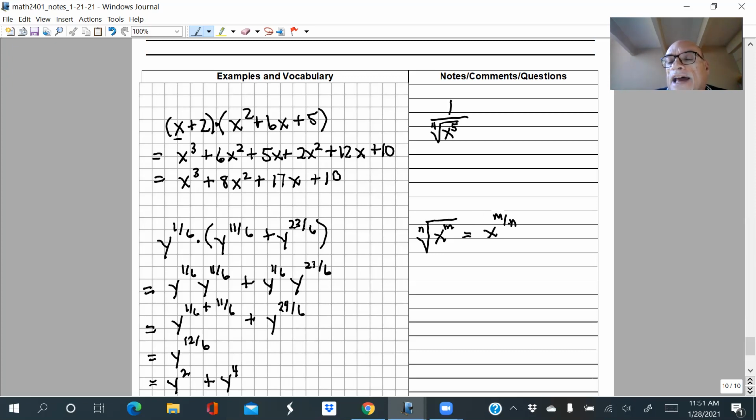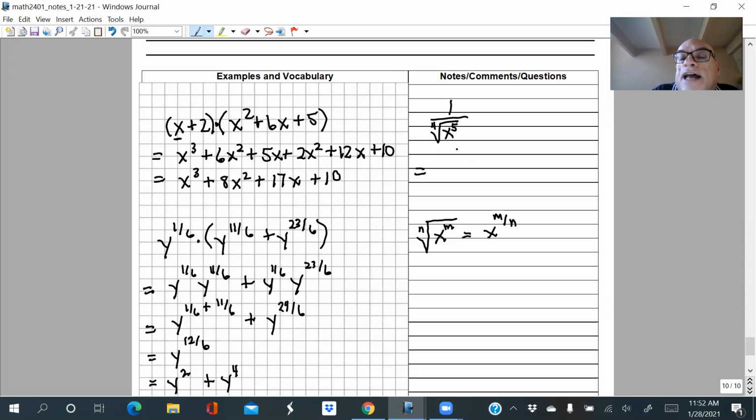The m over n, that fraction has to be in lowest terms. So it's got to be a reduced fraction. So if this were like 4 over 6, this rule wouldn't apply because 4 over 6 reduces to 2/3. So this equation works when this fraction is fully reduced. All right, well, let's see if we can apply this idea to this expression.